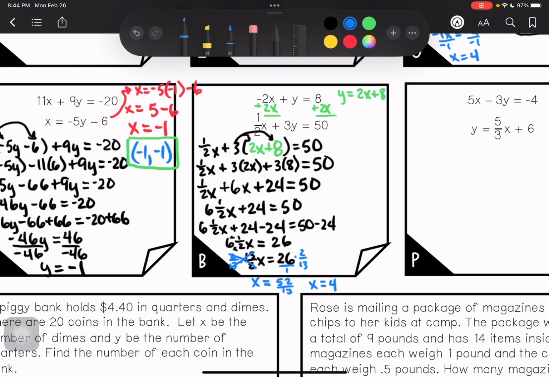Now that I know x equals 4, I'm going to substitute that back into the original equation. y equals 2 times 4 plus 8. So y equals 8 plus 8, which is 16. So therefore, my solution is x equals 4 and y equals 16.